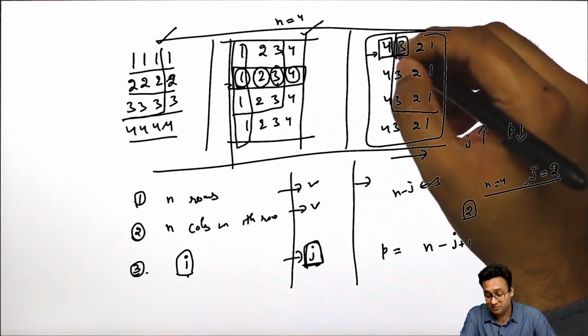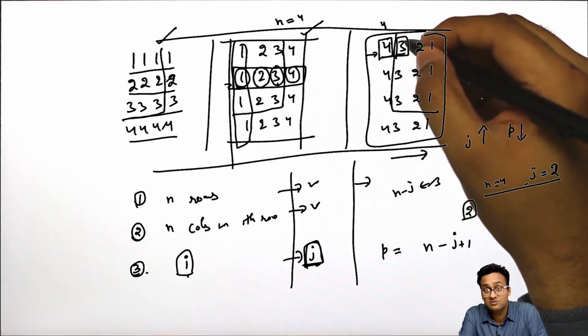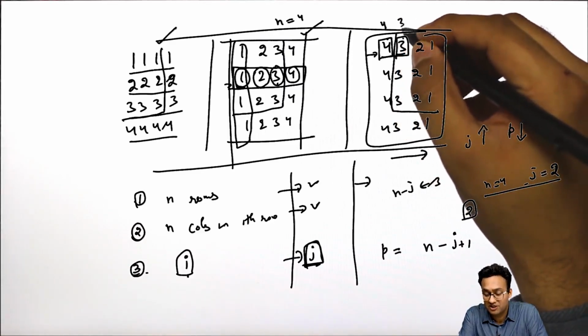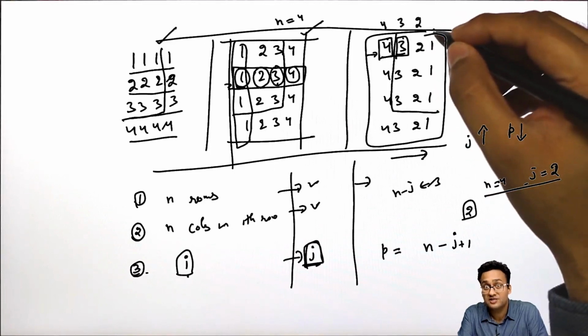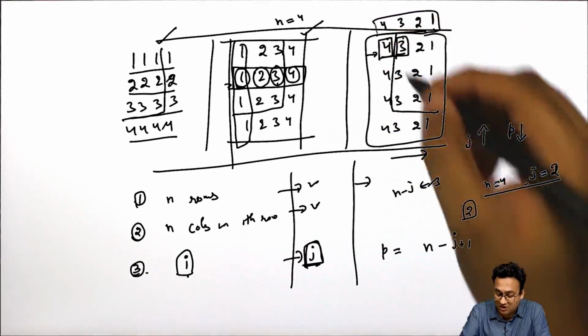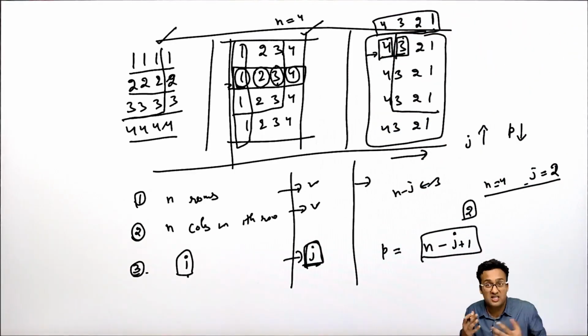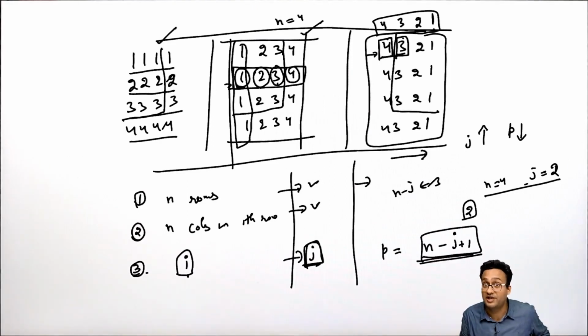In the first column, 4 minus 1 plus 1 will become 4. In the second column, 4 minus 2 plus 1 will become 3. In the third column, 4 minus 3 plus 1 will become 2. In the last column, 4 minus 4 plus 1 will become 1. Seems like this will work absolutely fine, right? It's not very complicated. You just have to put your mind to the right place and figure out what is the right value which needs to be printed. And that's the only difference in this pattern as well.